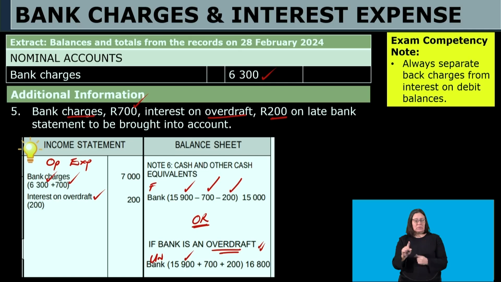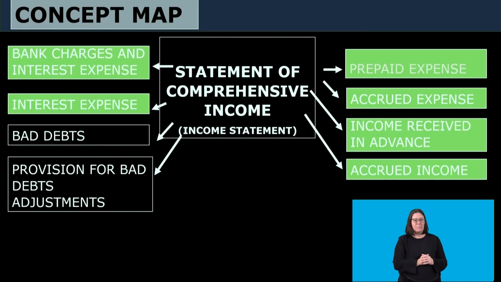What do you do? You now say the 15.9, then you add the bank charges because it is going to increase your bank overdraft. And then you also add your interest on overdraft. That simply means you now owe more because you have other charges that have been incurred on that same account. So you end up with 16,800. These are the two differences when it is favorable and when it is unfavorable.